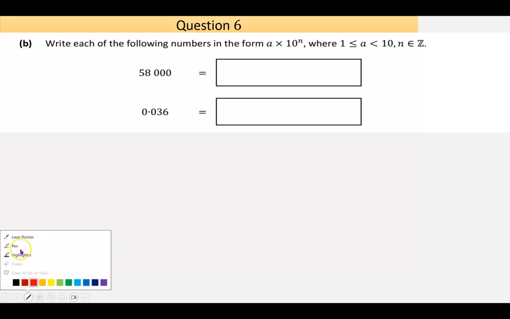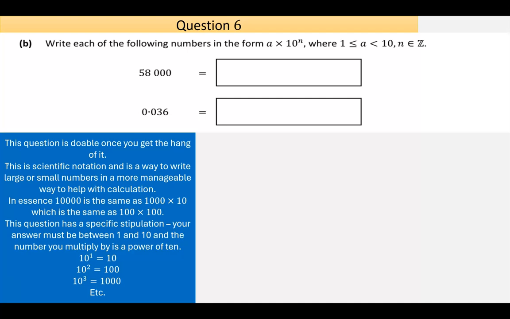So the first one here is 58,000. The decimal place is here. Hopefully that's visible on the screen. This is not in the form where a is between 1 and 10. To get that, I need to move this place once, twice, 3 times, 4 times. And then I end up with 5.8. That's the answer.